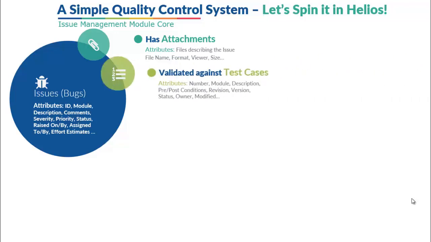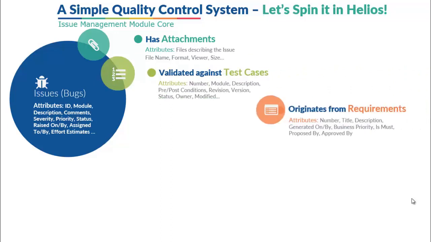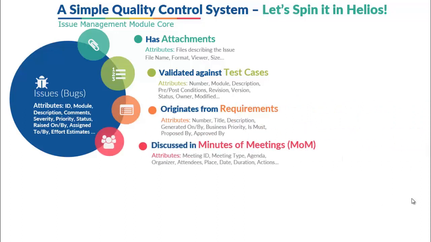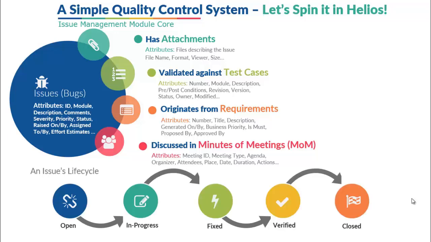It can be referenced to the described test cases and can relate to a few original requirements. This issue probably was discussed in meetings, decisions taken, and actions recorded from various stakeholders. It can carry a simple life cycle or a workflow from its creation to closure. These are the legacy business structures and processes that we want to migrate to Helios.